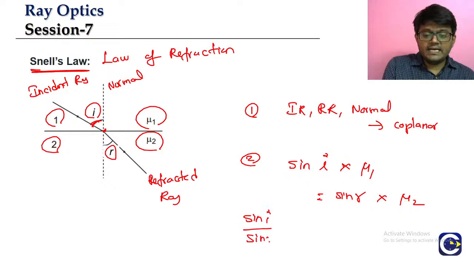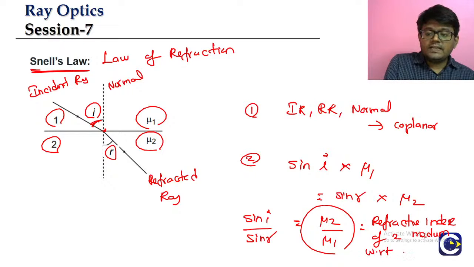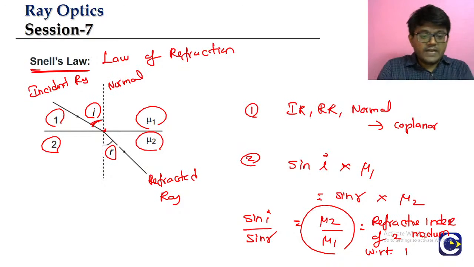If we rearrange, we get sin R to the left side. Sin I by sin R will be equal to mu 2 by mu 1. What does mu 2 by mu 1 mean? It is the refractive index of the second medium with respect to the first medium.